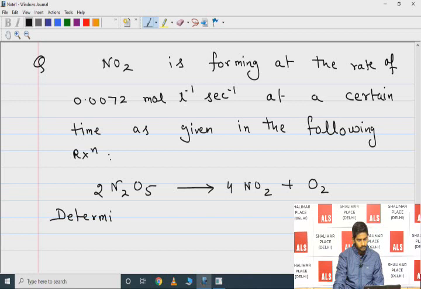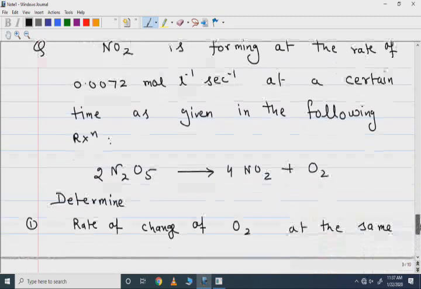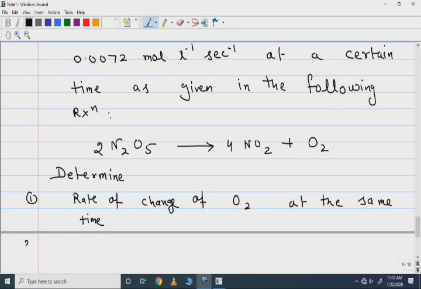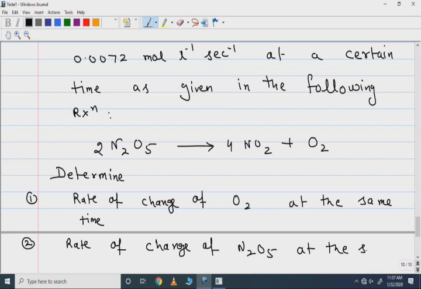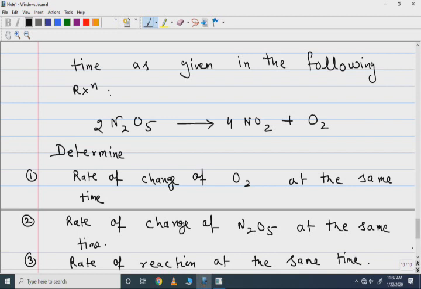Determine first rate of change of O2 at the same time, rate of change of N2O5 at the same time, next rate of reaction at the same time. Solve.